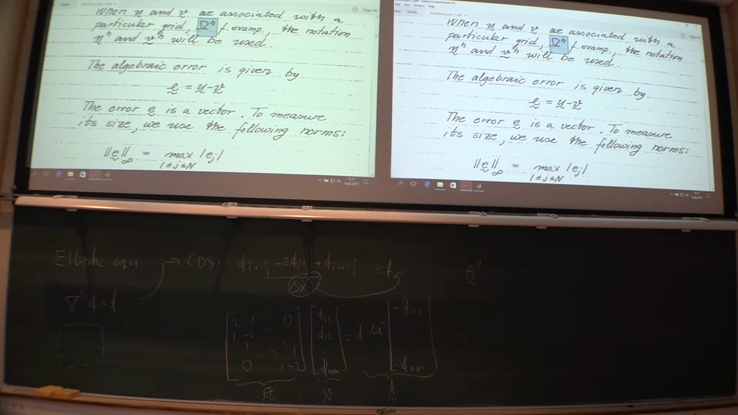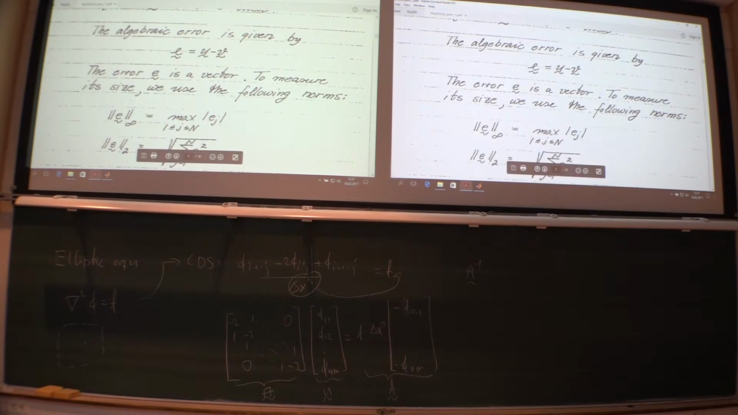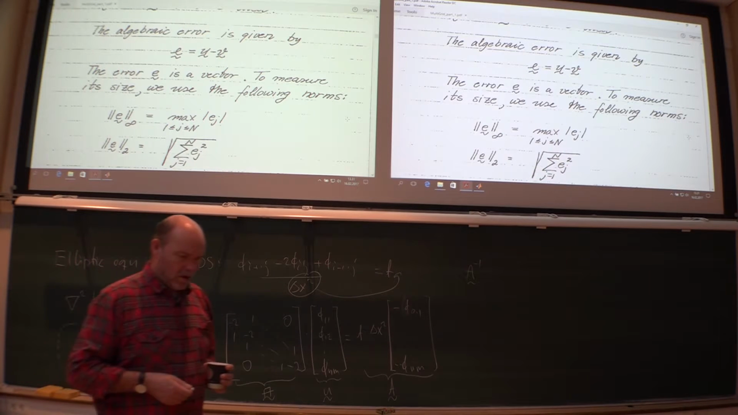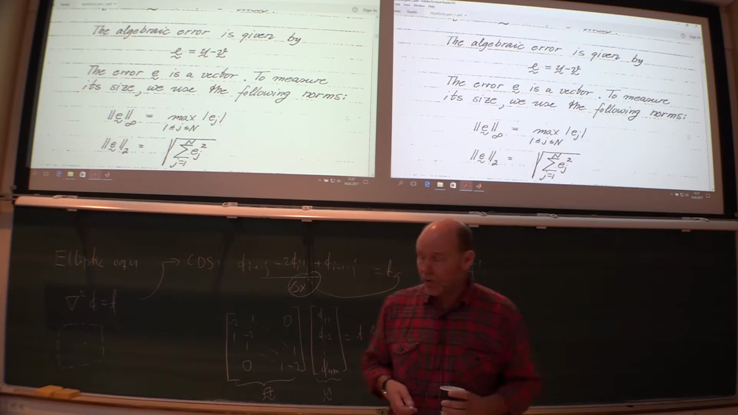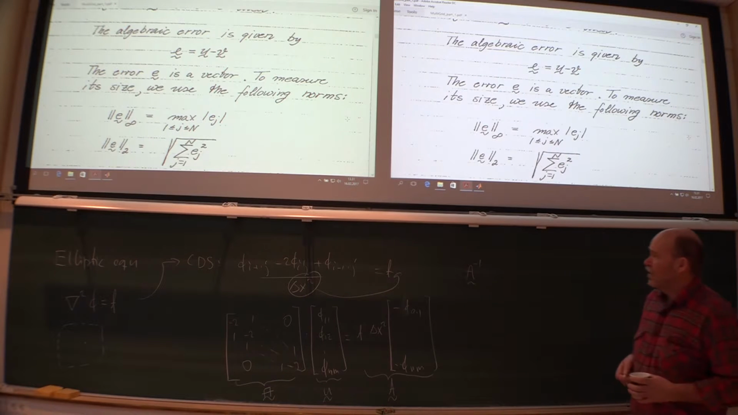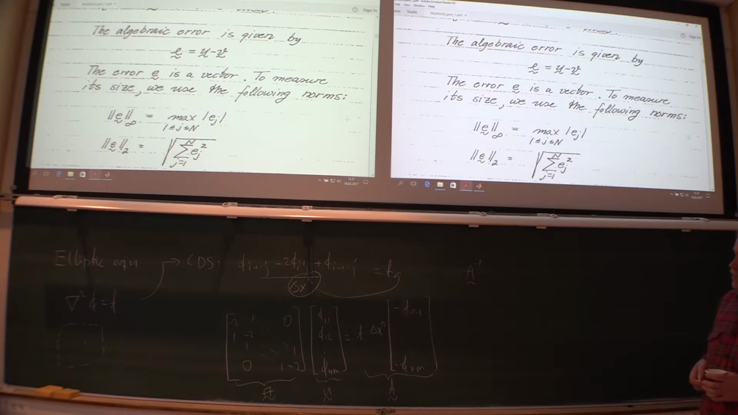The error will now be the difference between the exact numerical solution u minus our numerical approximation. Then we are going to talk about norms. You have an error, but that error is a big vector, one for each of your unknowns. So you have to have a number for what's the overall error. So then we are talking about two different norms.